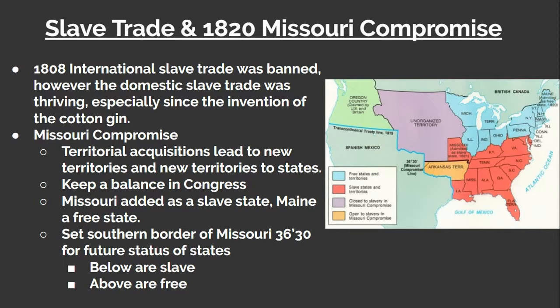In 1808 the international slave trade was banned, and the South actually agreed with it. Now, the thing was, though, the domestic slave trade was thriving, especially since the invention of the cotton gin in the late 1700s. There was a thought that slavery might die out. In the North, many states in the 1780s and 1790s had actually banned slavery, partly because it was just not a viable means of an economic system in that part. And in the South, they thought the same thing might happen until the cotton gin came around, and it made the production of cotton much more viable.